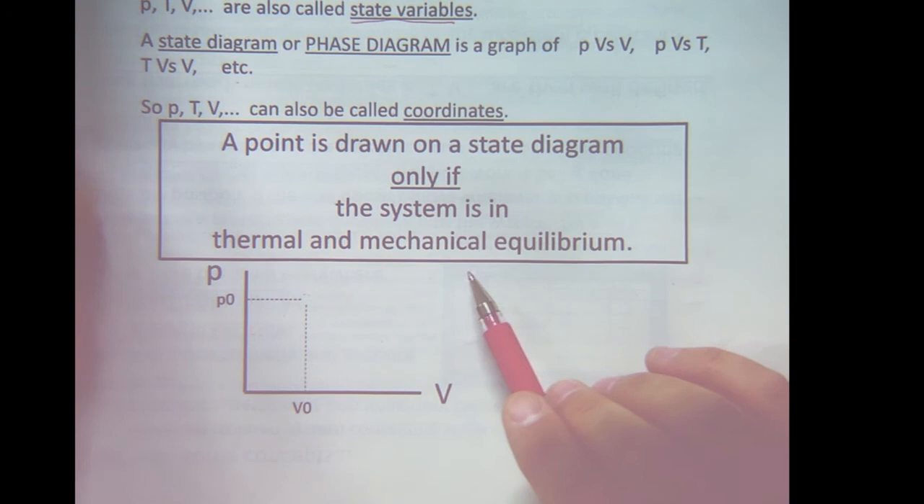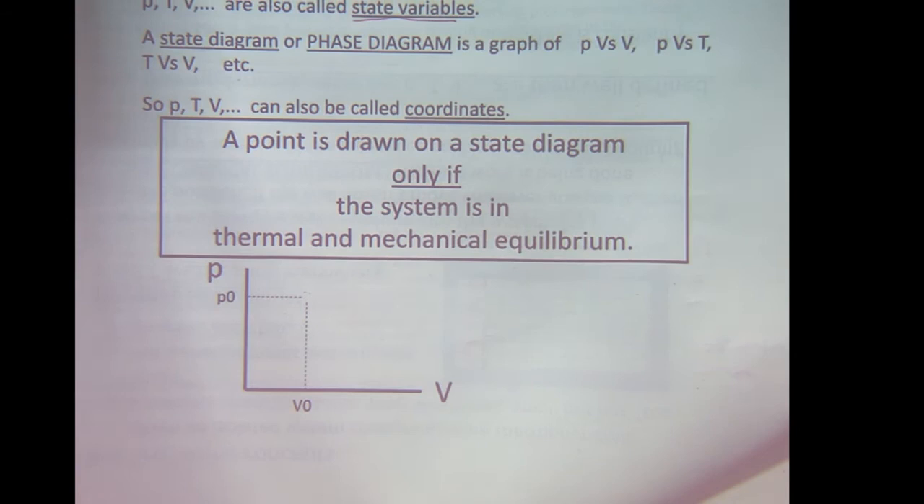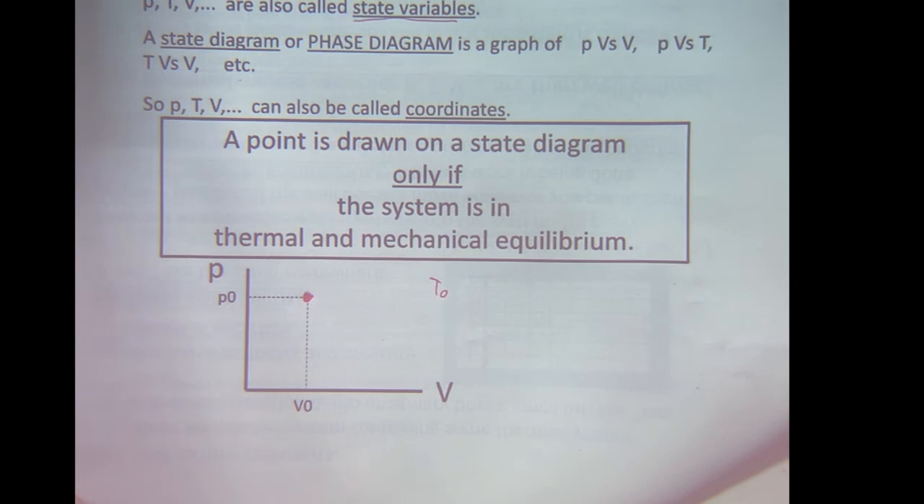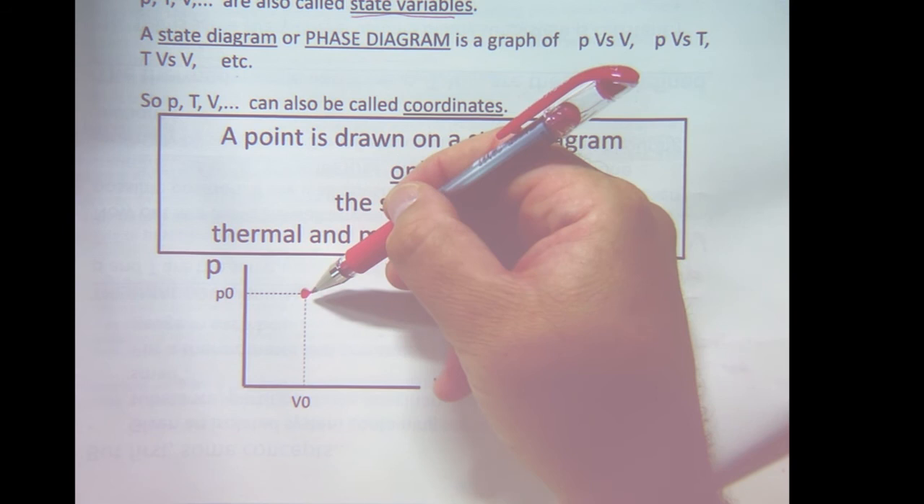So for example, in a system in equilibrium, at pressure P naught and volume V naught, and obviously some temperature T naught, I can draw this point here on that diagram because P, V, and T are well defined. They do not change.